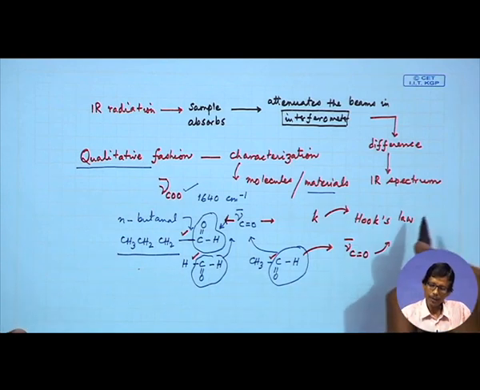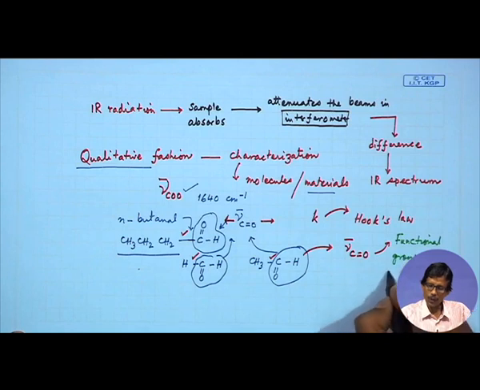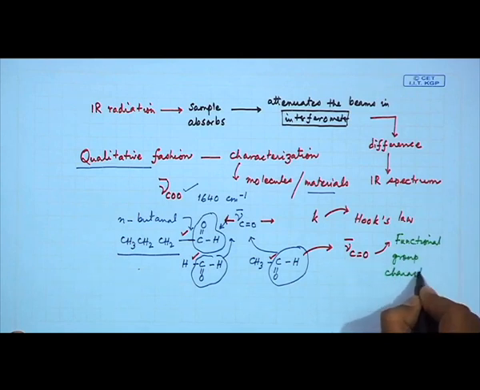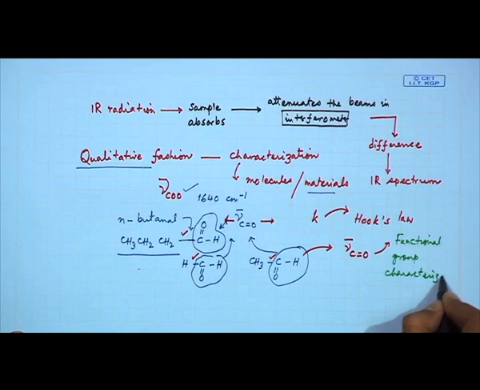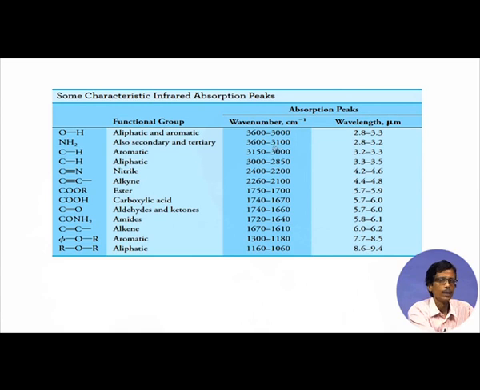So, IR is therefore very much useful for functional group characterization also. So, if we get this and if we see the differences, that means what are the different groups we can have.